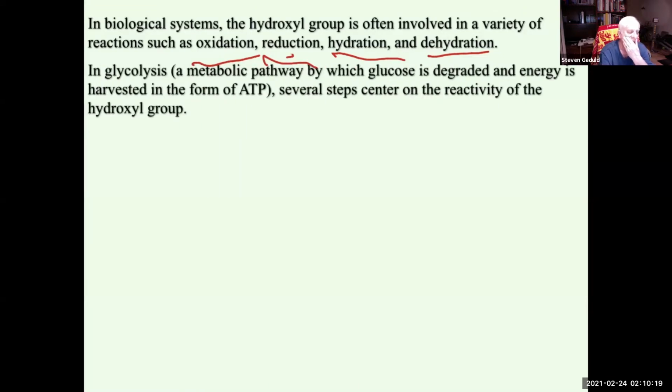Okay. In glycolysis, which is the metabolic pathway where glucose is degraded and energy is harvested in the form of ATP, we'll go through all those steps later on in the chapters. Several steps center on the reactivity of the hydroxyl group. That's where your reaction gets its start.